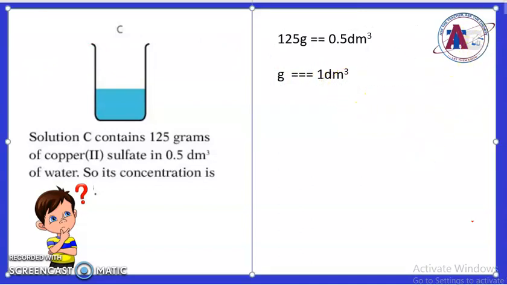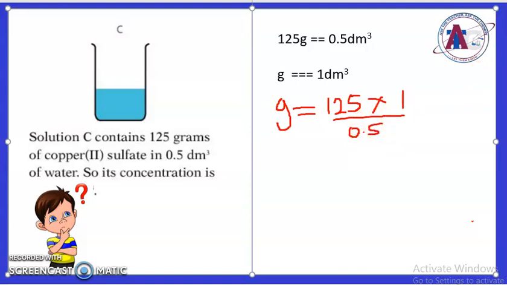So this will give us G equals 125 grams times 1, that's cross multiply, all over 0.5.